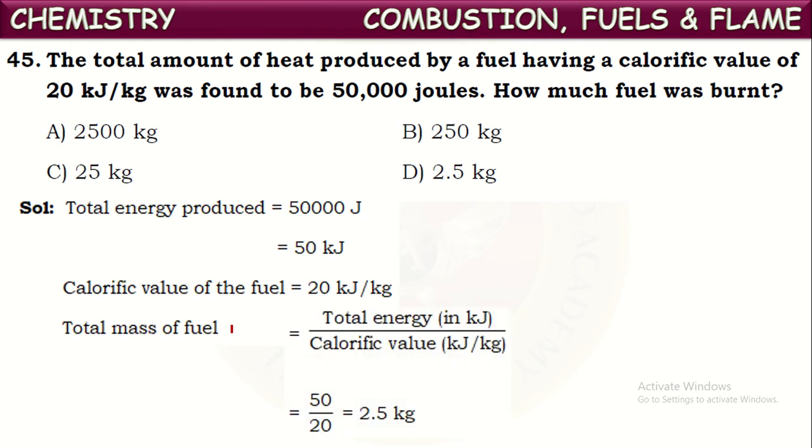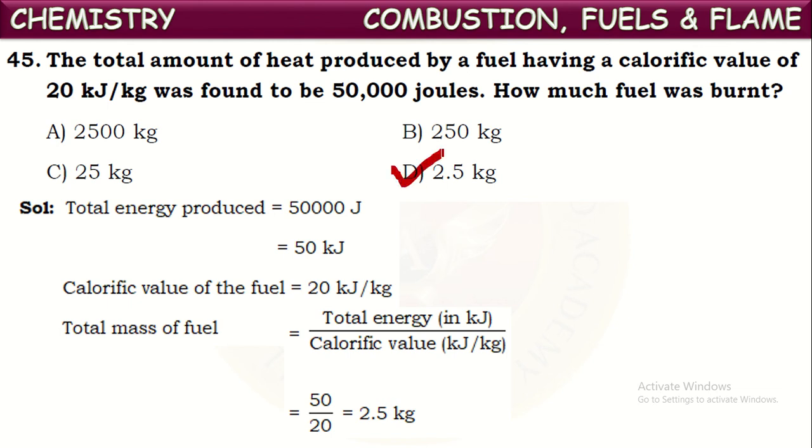How can we calculate it? The total energy produced divided by the calorific value of that fuel gives the mass of the fuel burnt. The total energy is given as 50 kilojoules, and its calorific value is 20. Substituting those two, we get the total mass of the fuel burnt as 2.5 kgs. So by burning 2.5 kgs of fuel, it produces 50 kilojoules of energy.